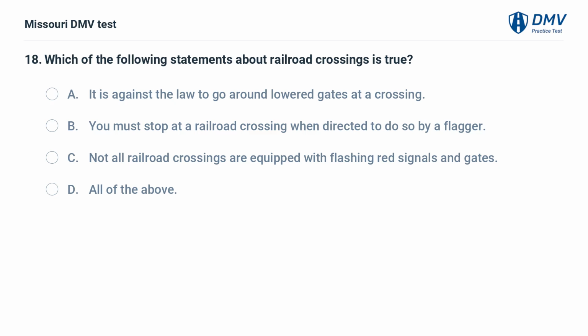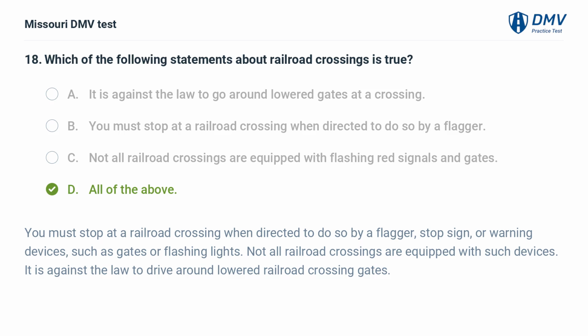Which of the following statements about railroad crossings is true? A. It is against the law to go around lowered gates at a crossing. B. You must stop at a railroad crossing when directed to do so by a flagger. C. Not all railroad crossings are equipped with flashing red signals and gates. D. All of the above. D. All of the above.